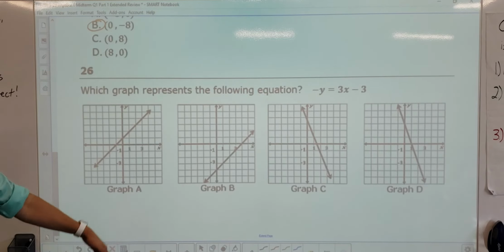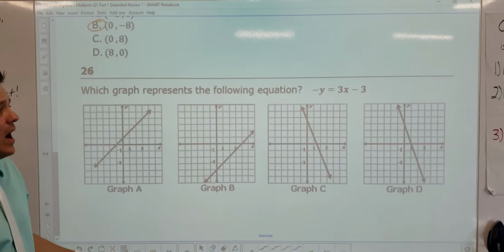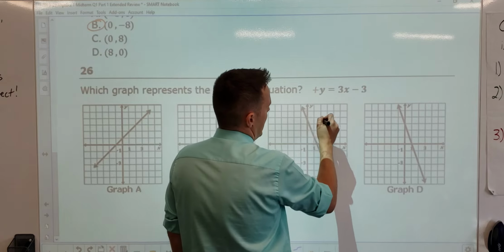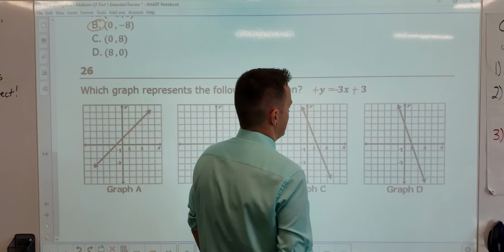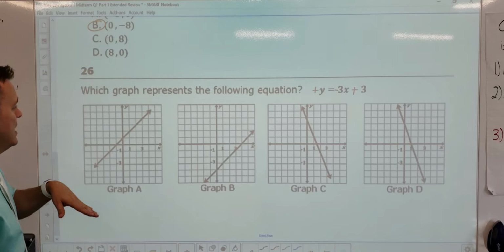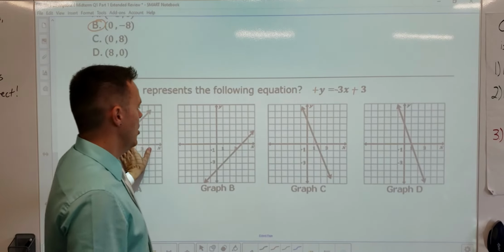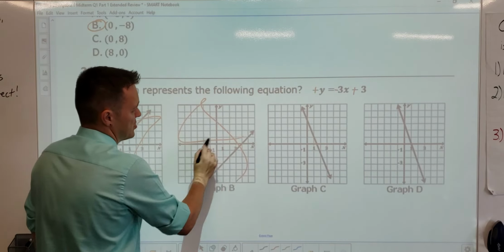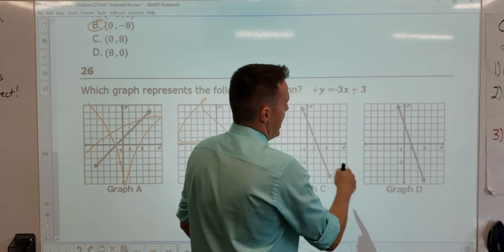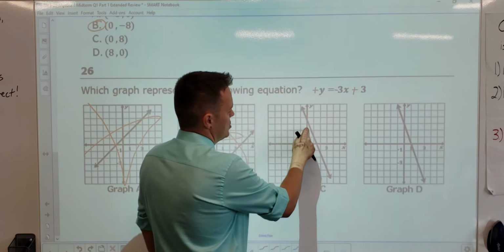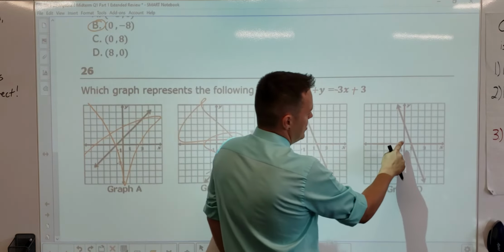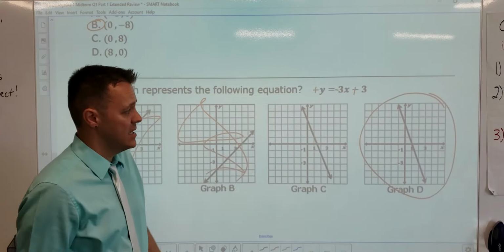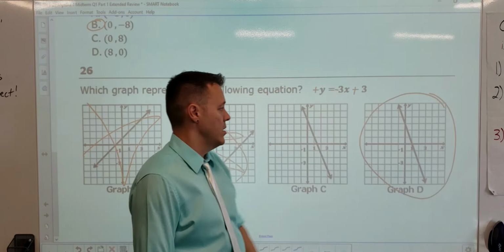26. Which graph represents the following equation? Well, I know I could graph this in Desmos, or I could just switch the signs. So this is going to be positive, that's negative, and that's positive. So if I know that, then I know I'm going at +3. So it's not this one because that's 1. It's not this one because it's +3. So I've got 2 options here. Actually, this looks like it's crossing at 3.5. This one crosses at 3, and it's got a negative slope, down 3 over 1. There we go.